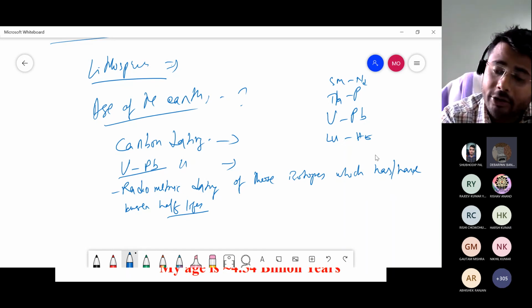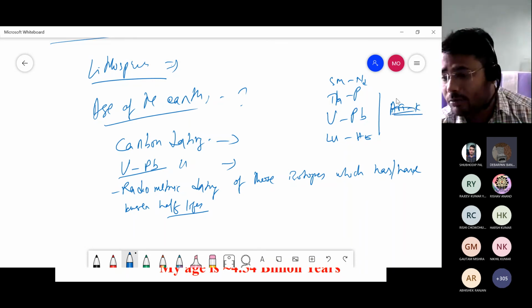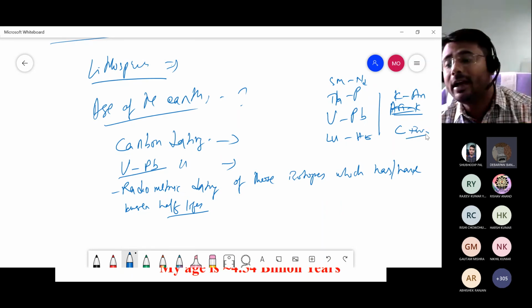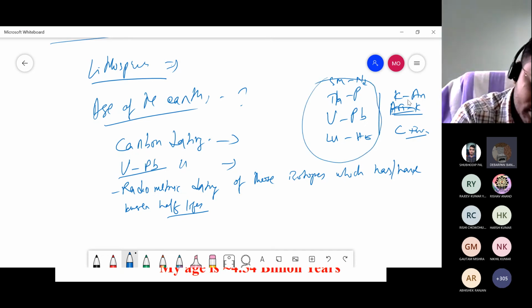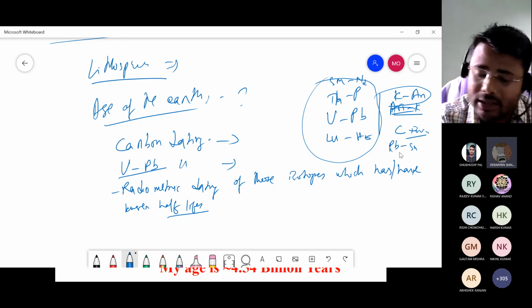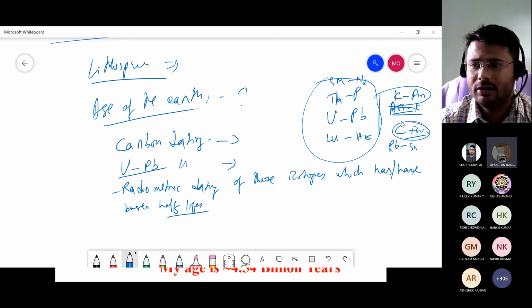All are radioactive isotopes. Potassium-argon, these are also isotopes. Now, carbon-14 is a carbon isotope also. These are different types of radioisotopes. But if you consider all these radioisotopes, rubidium-strontium, these are isotopes with larger half-lives, but the carbon isotope doesn't have a larger half-life. Understood?